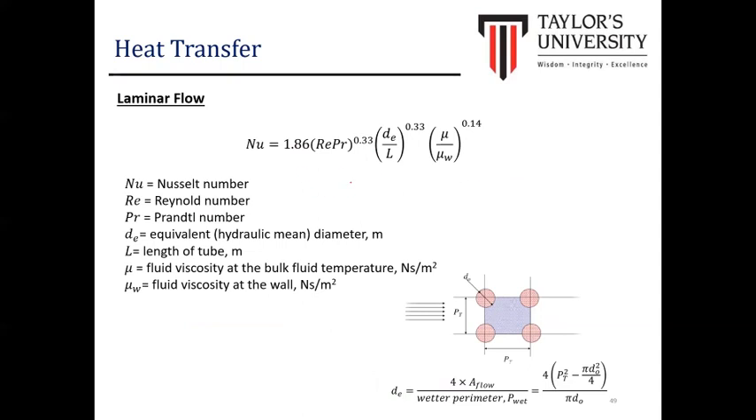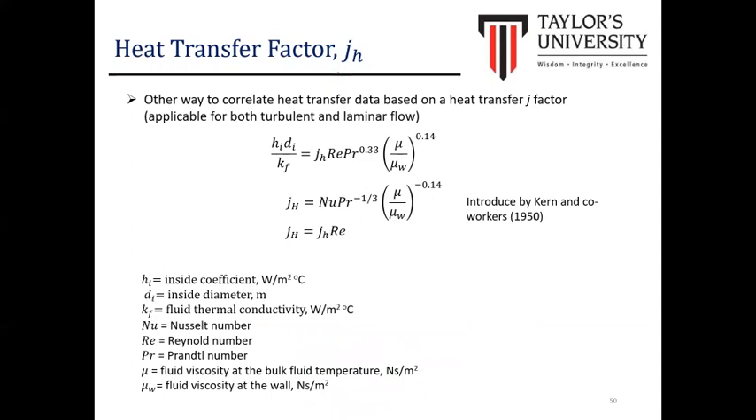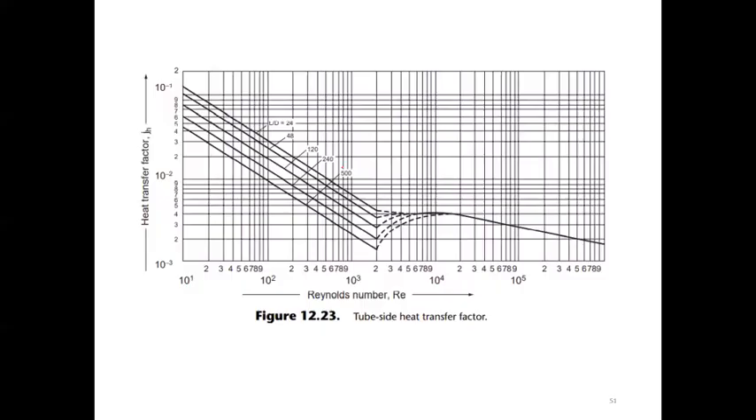After that, you may proceed to determine the heat transfer factor JH. This is the other way to correlate heat transfer data, based on the heat transfer J factor, which is applicable for both turbulent and laminar flow. So instead of using the Nusselt number, you can also refer to the J factor. To determine hi using the J factor, you may refer to this diagram.